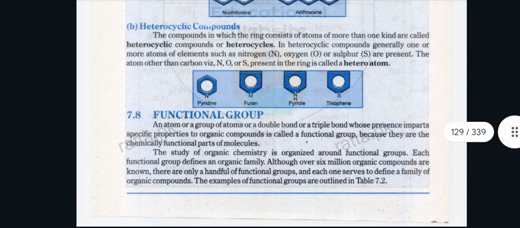Heterocyclic compounds are those compounds in which the ring consists of atoms of more than one kind, called heterocyclic compounds or heterocycles. In heterocyclic compounds, generally one or more atoms of elements such as nitrogen, oxygen, or sulfur are present. The atom other than carbon, such as nitrogen, oxygen, or sulfur, present in the ring is called a heteroatom, like pyridine, furan, pyrrole, thiophene.